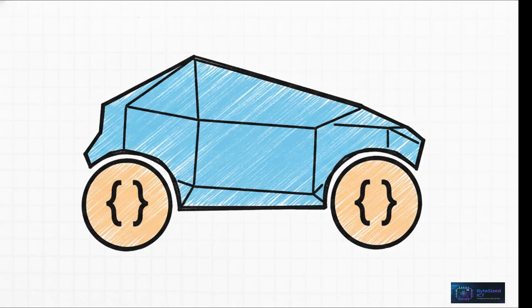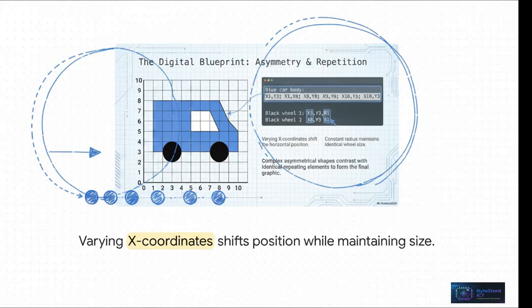Let's push this a step further. What happens when we introduce asymmetry and repetition? Let's say we want to draw a blue car. Now, a rocket is fairly symmetrical, but a car needs a complex, asymmetrical polygon for the body paired with identical repeating elements for the wheels. The logic of those wheels is particularly elegant.